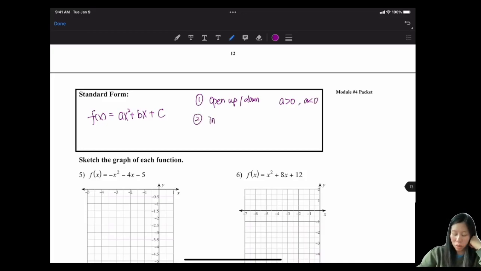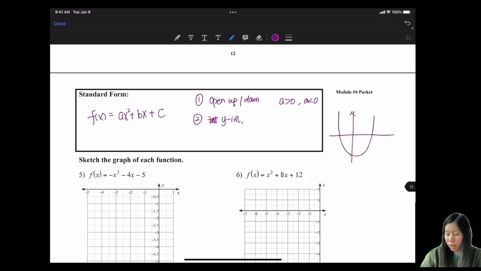Second, we need to find our intercepts. For intercept, we have 2. Y-intercept. What is y-intercept? You think about it. It is where the graph intercepts with the y-axis. That means on this point, x equals 0, the x coordinate is 0. So we let x equals 0. Therefore f of 0 equals c. So that means our y-intercept is (0, c).